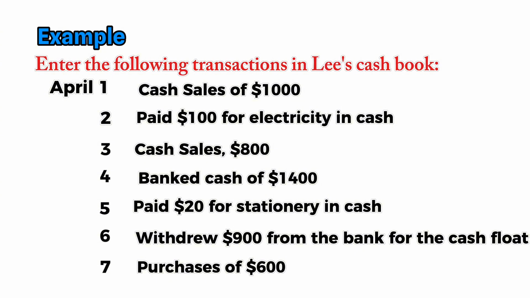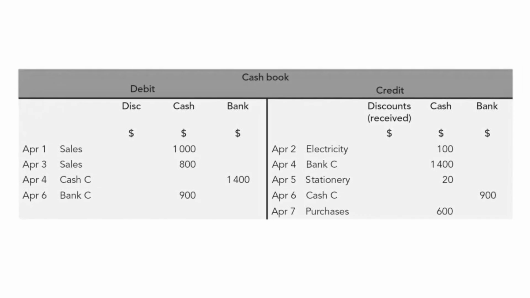On the 5th, he paid stationery in cash of $20. On the 6th, he withdrew $900 from the bank for the cash float. Then finally, on the 7th of April, he made purchases in cash of $600. So how are we going to put these entries into a cash book? Let us see on each side of the cash book.